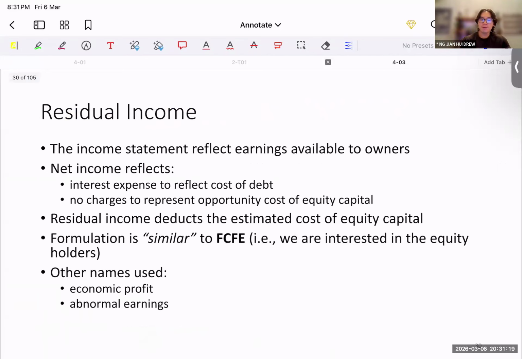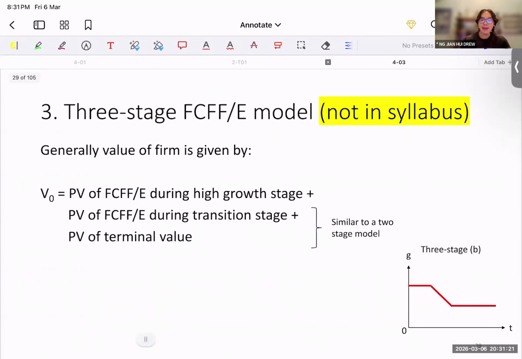Before we move to residual income, any questions regarding the free cash flow model? We have covered the FCFF and FCFE, and those two are the main free cash flow models which you typically use for your valuation, on top of whether you use a DDM or residual income or EVA model. But most of the time, you will use at least the FCFE or FCFF, at least one of them. So do we have any questions?